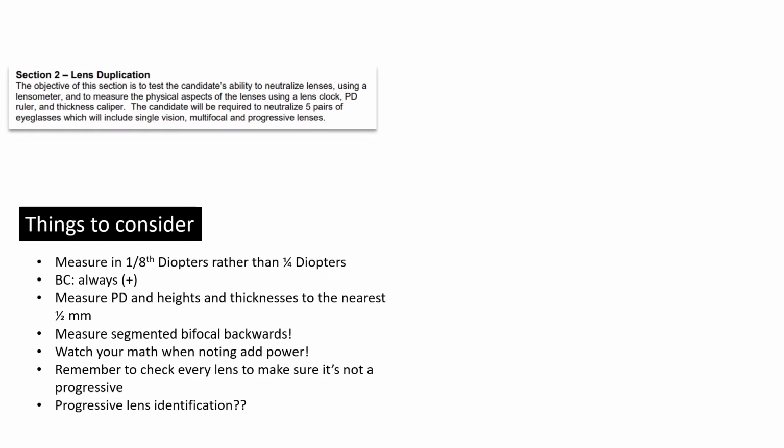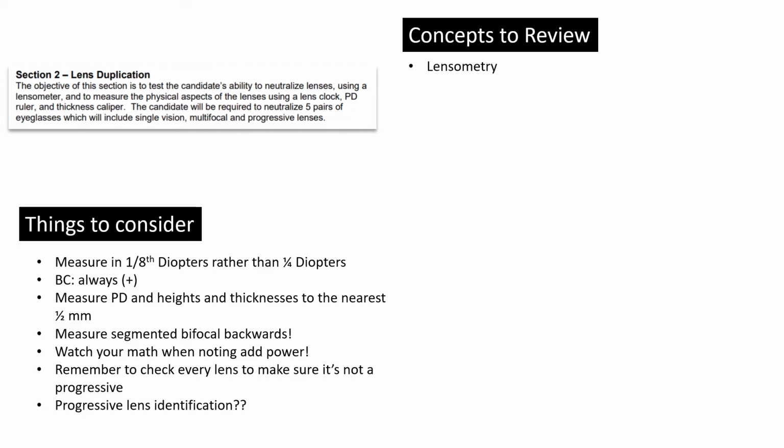Now, concepts to review in this is obviously lensometry. We just talked about certain concepts about back vertex power versus front vertex power for a segmented multifocal lens. Make sure you review those things. Like I just said, segmented multifocals. Reading progressive lenses. So, your major reference point, things like prism thinning and stuff like that.